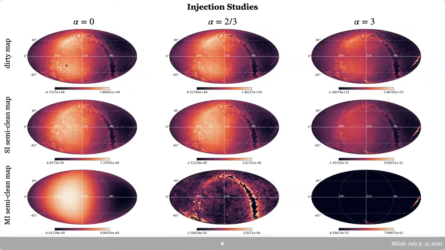Okay, so here at the top is the dirty map, that means the observed map. Here we are showing the map from the single index clean map, and here from the multi-index clean map. It is pretty clear from the sky map itself that the single index clean map fails to recover the sky patterns, and it overestimates the corresponding intensity. On the other hand, the multi-index clean map recovers things in terms of spectral shape, and in terms of the distribution on the sky, both are recovered pretty well here.